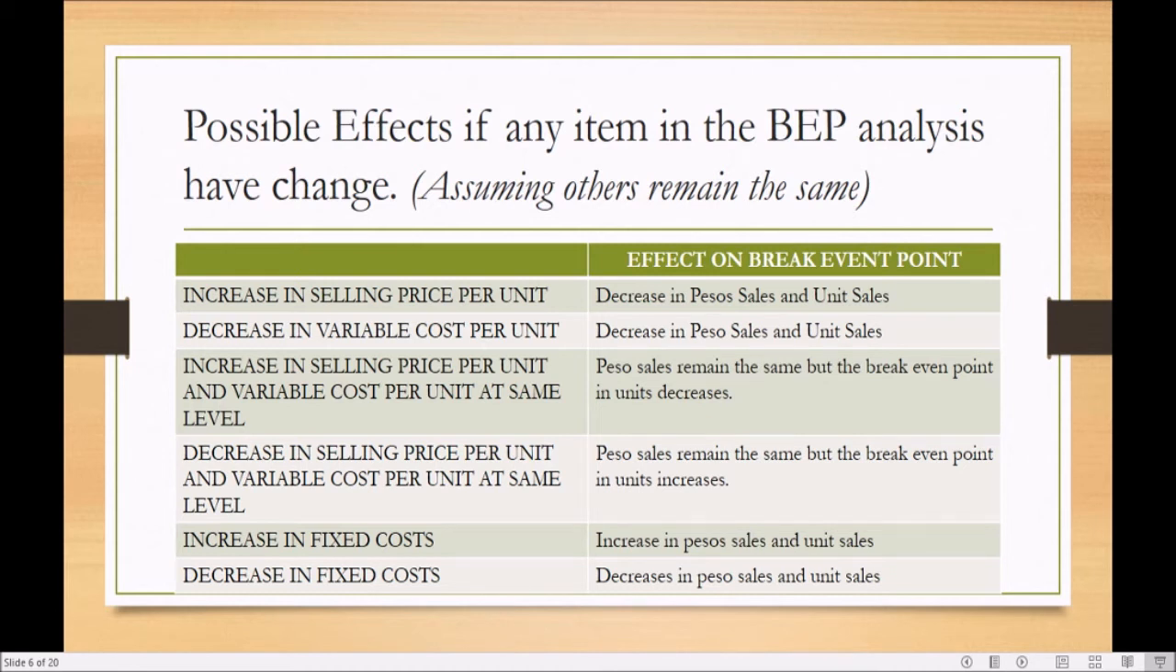How about an increase in fixed cost and decrease in fixed cost? Meron po silang direct relationship. If there's an increase in fixed cost and the contribution margin remains unchanged, aangat po ang peso sales. The decrease in fixed cost, bababa na, assuming that the contribution margin remains unchanged, the decrease in peso sales and unit sales, bababa naman siya. Okay? So, hopefully naklaro ko po yung possible effects if any item of the break-even point analysis have changed.